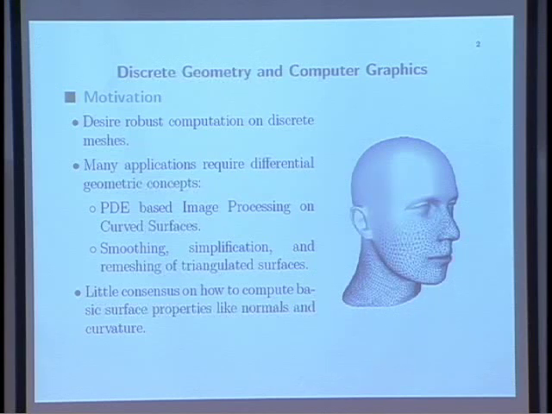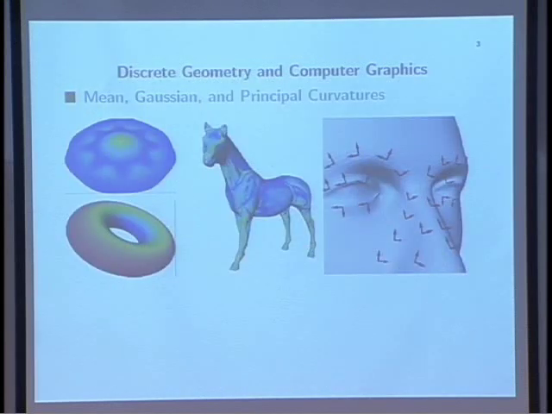And the question is, how do you go about constructing things like curvature operators and other differential operators on surfaces like this? It turns out that, at least in the computer graphics community, there's very little consensus on how to compute even basic surface properties like normals. Other things you might want to do, for example, are computing mean and Gaussian curvature or the principal curvatures of this object. So that's the motivation coming from computer graphics.